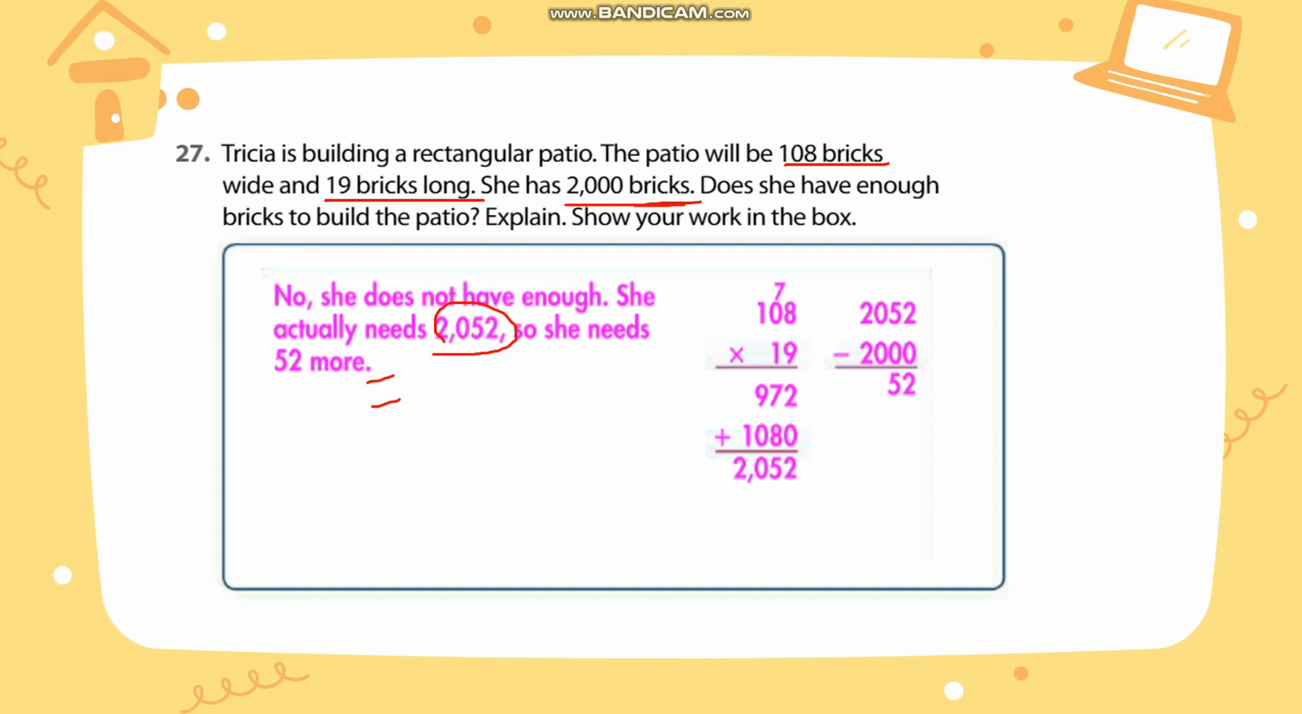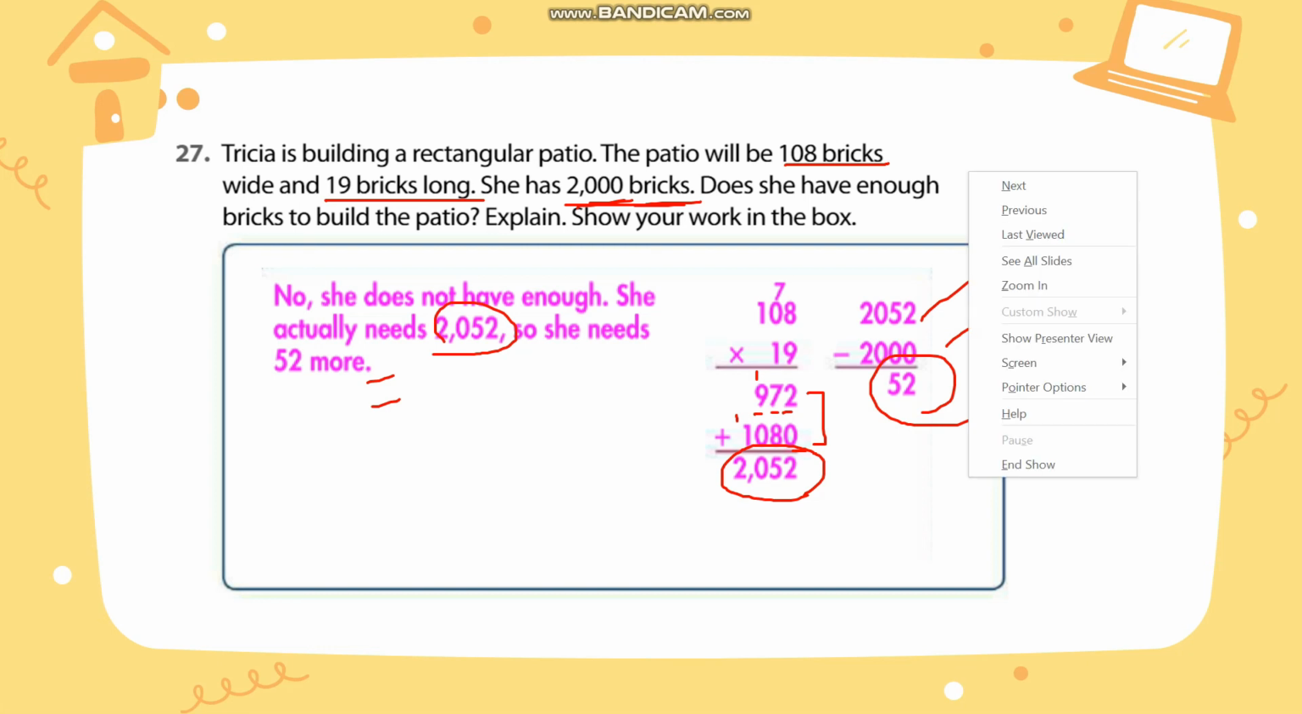So 9 times 8 is 72. So 2 regroup 7. 9 times 0 is 0 plus 7 is 7. And 9 times 1 is 9. Then I need to put 0 before multiplying the second digit. So 1 times 8 is 8, 1 times 0 is 0, and 1 times 1 is 1. Then add the partial products. So 2 plus 0 is 2, 7 plus 8 is 15, regroup 1. 9 plus 1 is 10, 0, regroup 1. 1 plus 1 is 2. So it should be 2052. And she has only 2000. So 2052 minus 2000. So she needs 52 more bricks.